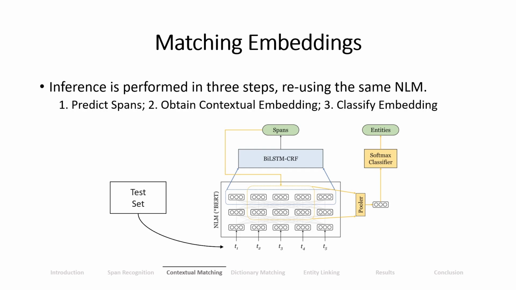During testing, we must predict spans first, so it involves 3 steps. We make 2 passes through the NLM, first to predict spans for a sentence, and then to obtain pooled contextual embeddings corresponding to those spans. And finally, we classify those contextual embeddings to obtain our entity matches.